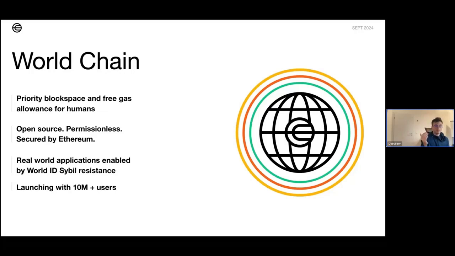The main values of Worldchain is that it's open source, it's permissionless, it's secured by Ethereum. It tightly couples WorldID, our proof of personhood protocol, into the chain itself, so that you're able to do things like the priority block space and free gas allowance, because you have this notion of what a human is. So you can do proof of personhood on the on-chain level, therefore you can get allowances for humans or priority block space, meaning that you get prioritized in the transaction pool with other transactions. So unique humans get top priority.